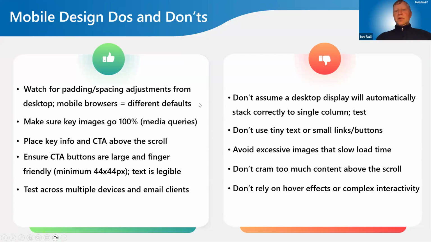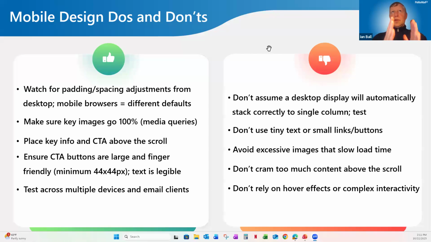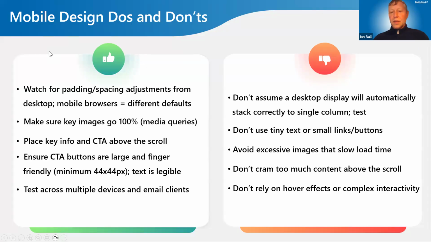So one thing to keep in mind too, as you're building out your desktop and you're sending it over to mobile, you're doing your testing, is just don't assume that your desktop display, especially if you're using multiple columns, right, will automatically stack correctly when it goes to the mobile single column. So you're gonna have to test that, and you're gonna have to utilize media queries for that too, right?